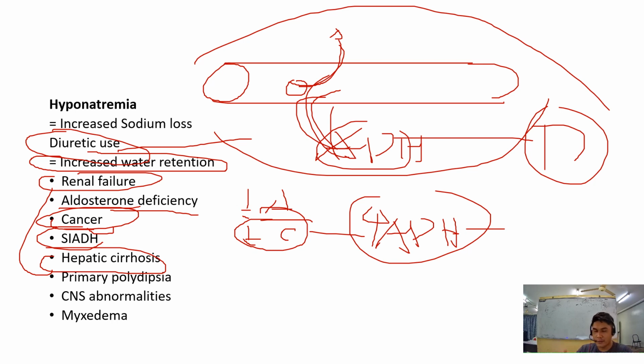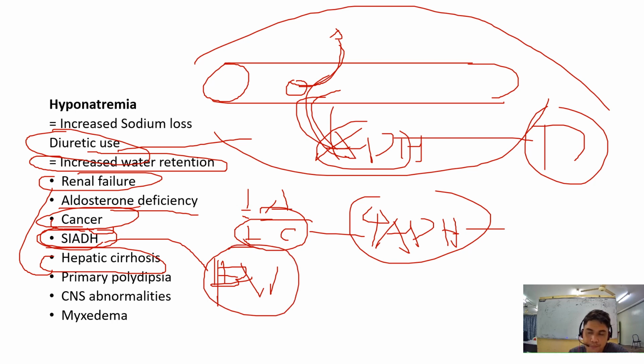Now, if the patient has SIADH, the patient will experience hypervolemia or increased blood volume. If there is an increase in blood volume, that will trigger your body to produce ANP, atrial natriuretic peptide. And that atrial natriuretic peptide will promote the excretion of sodium. That's why the patient will experience hyponatremia.